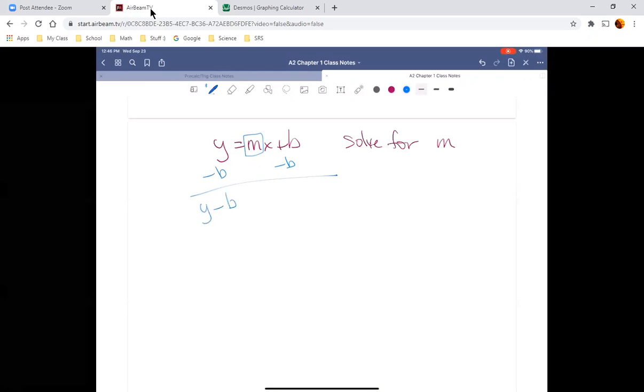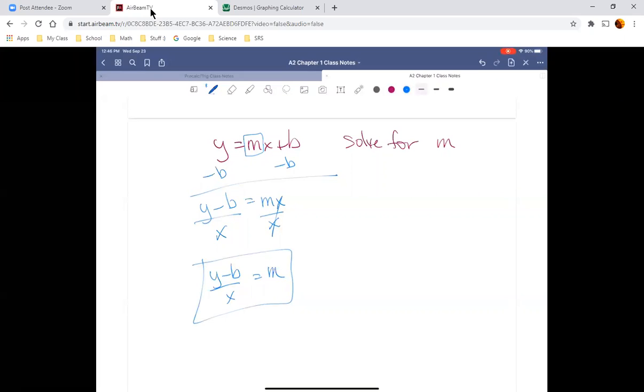You're just going to get y minus b, right? They're two different variables. You can't combine them. And that's going to equal mx. Divide by m or x? Divide by x, because you want m by itself. So y minus b over x equals m. But that's not the answer? It is. You're just rearranging the letters.